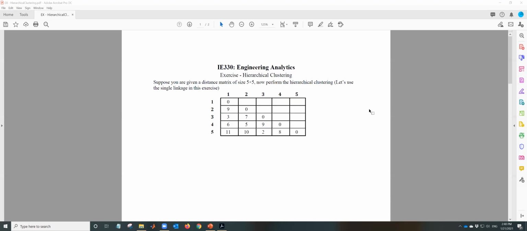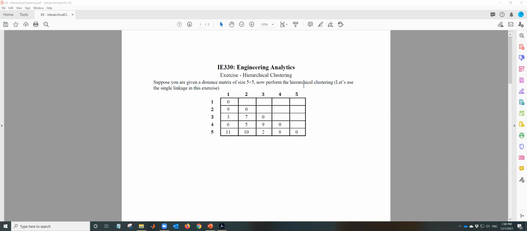Hello everyone. In this video, we are going to solve this exercise on hierarchical clustering. Suppose you are given a distance matrix. Here is a distance matrix. So 5 by 5. This means we have 5 observations. Then we got the 5 by 5 distance matrix.